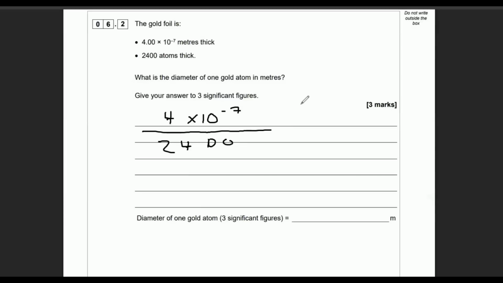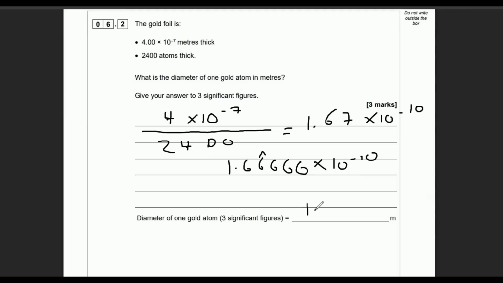So let's go ahead and put that in the calculator. If I do 4 times 10 to the minus 7 and then divide by 2,400, I'm going to get 1.67 times 10 to the minus 10. Now give it to 3 significant figures. So I've kind of cheated there by putting the answer like that. What you're going to get in your calculator is like this. And I'm just saying, look, the 6 here is bigger than 4 or 5, so you're going to round that up to 7, and they're the ones we want to show.